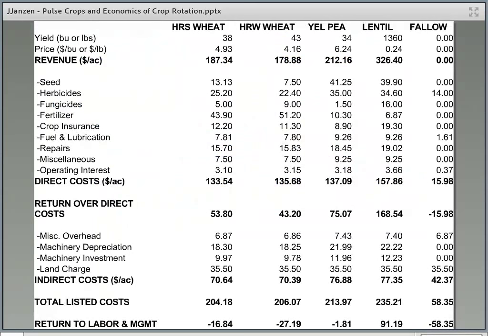So if we think about that just in this context now, what we've done is just adjusted our yield estimate up here, made that 15% higher. It's going to increase our revenue and increase our estimate of the returns over direct costs.